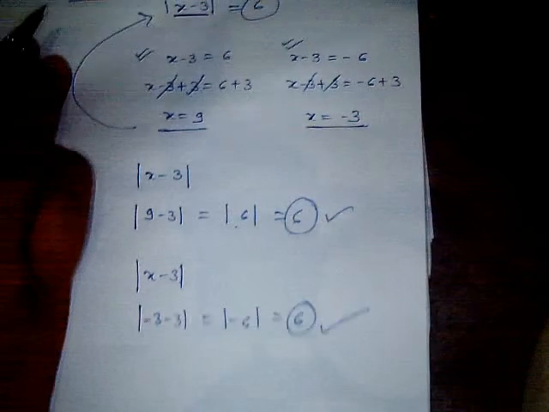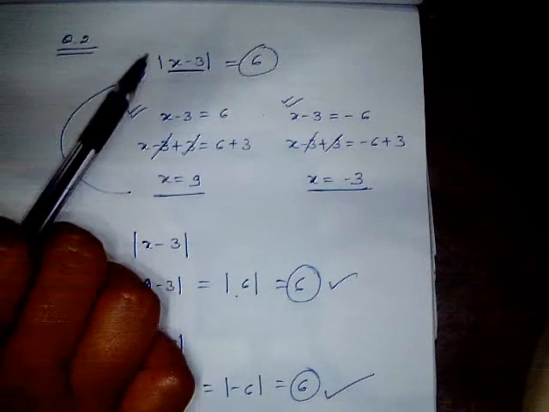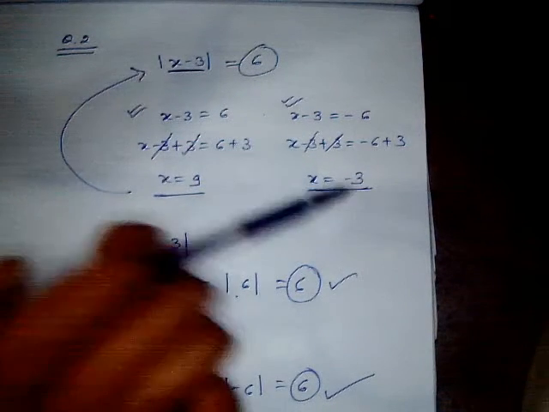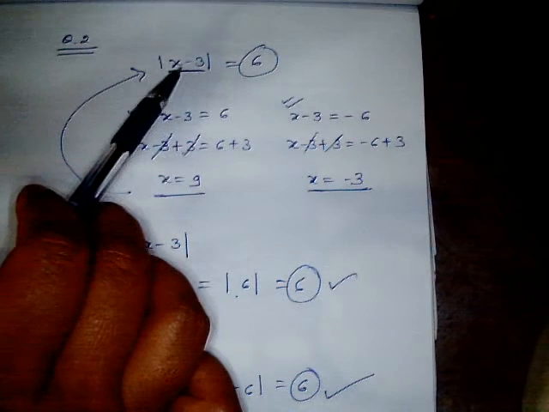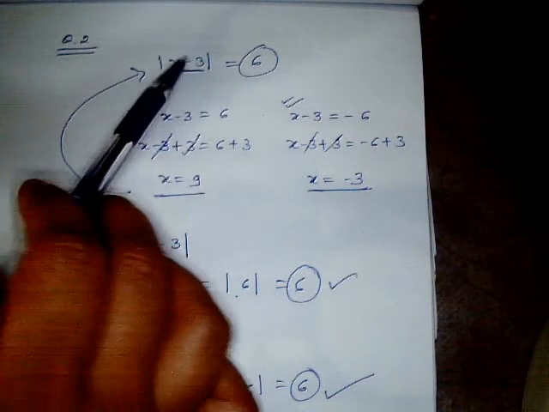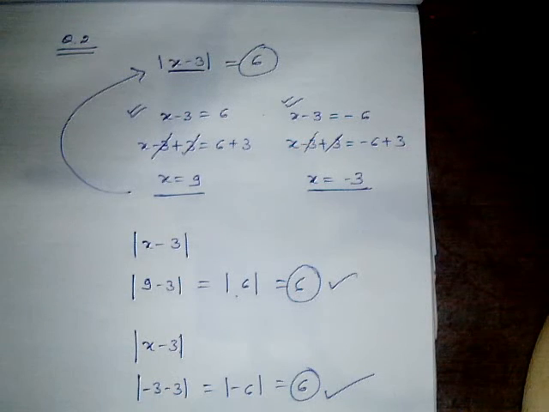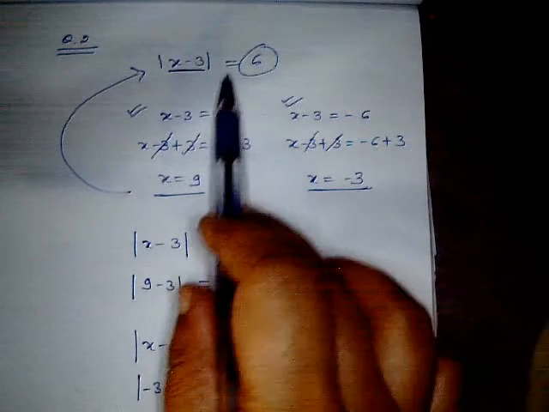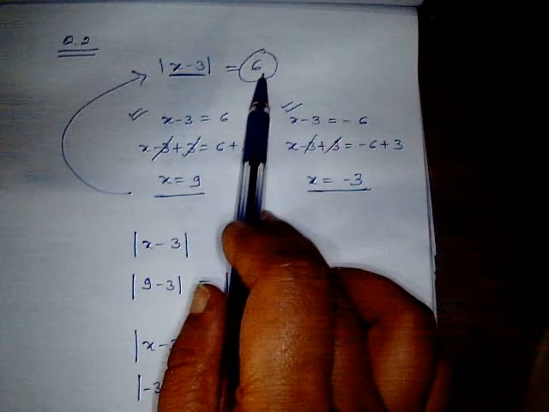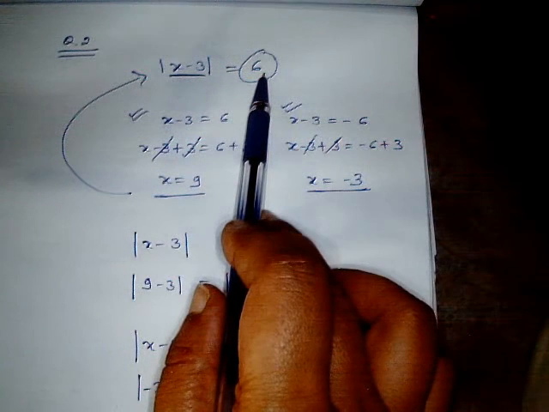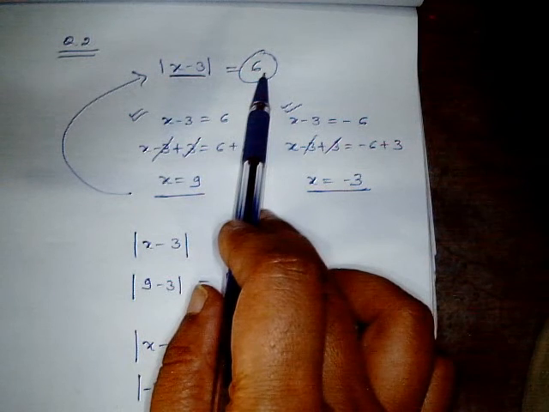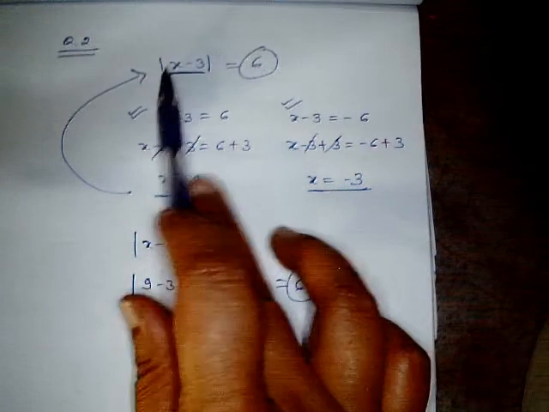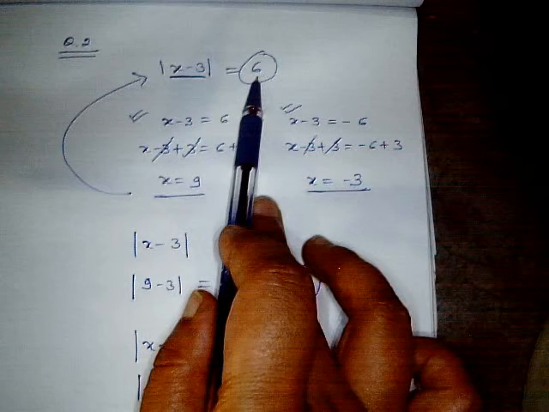So whenever you are removing the vertical lines, two things you need to keep in mind. First, whenever you are removing them, the value on this side should be positive. If it is negative, then no solution exists, and we do not need to proceed further. Second, if it is positive, then when we remove these vertical lines, this value I need to write with a positive and a negative sign. So first time I equated with positive 6 and the second time with negative 6, and then you proceed and get the value of x.